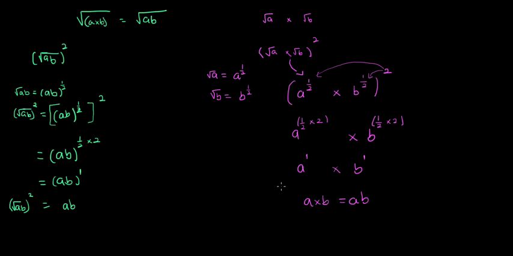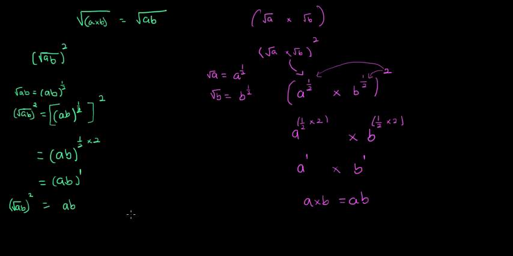When I square this value, this root of ab as a whole, I get ab. And when I square this value, root of a times root of b, I get ab as well. Well, what does that mean? Let's think about square roots.